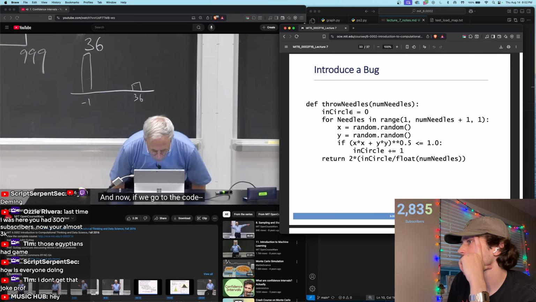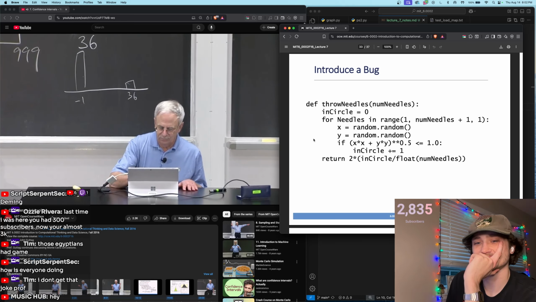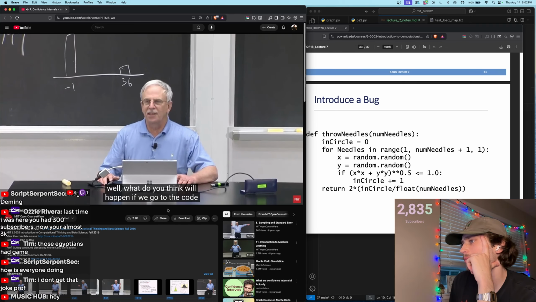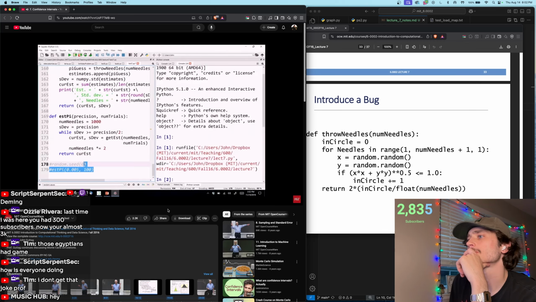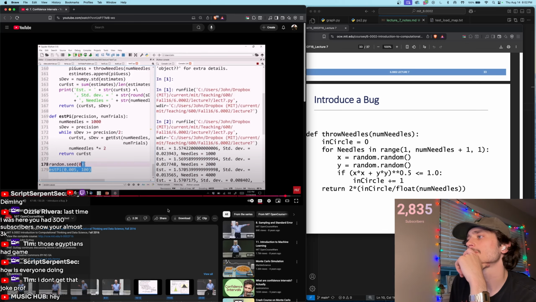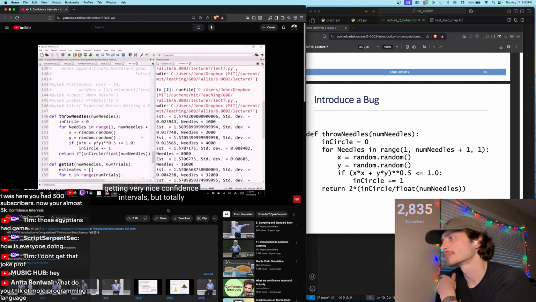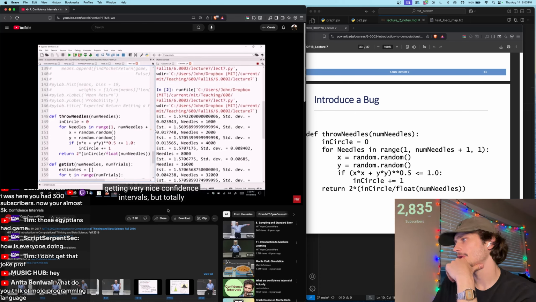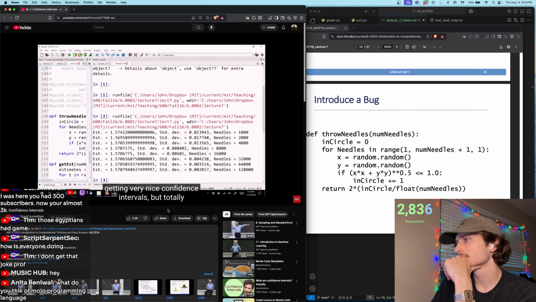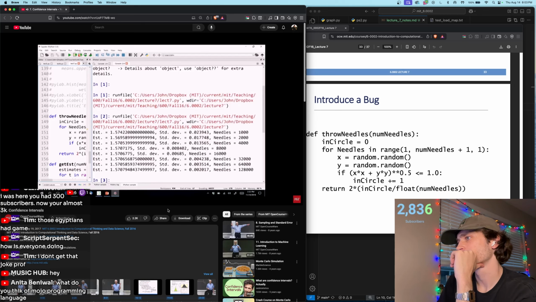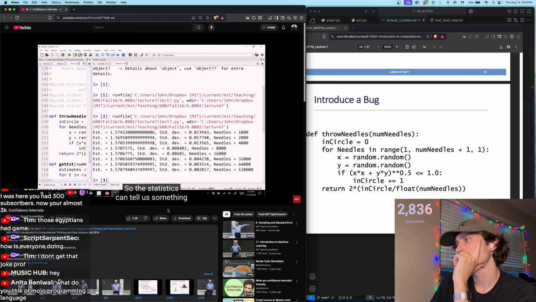And now if we go to the code. Well, what do you think will happen if we go to it? And what you'll see as it runs is that once again we're getting very nice confidence intervals, but totally bogus values of pi. All right. So the statistics can tell us something about how reproducible our simulation is, but not whether the simulation is actually an accurate model of reality.